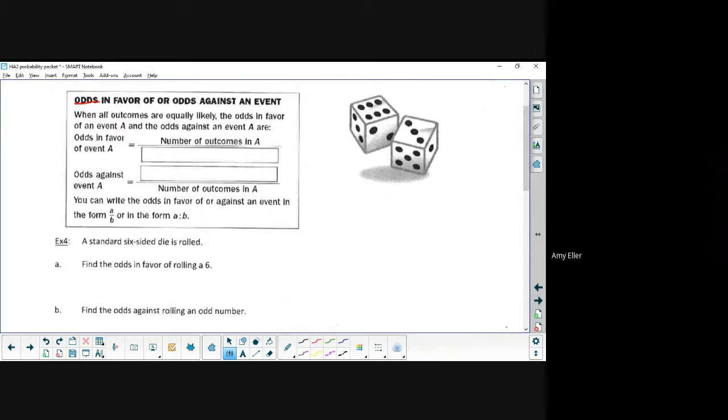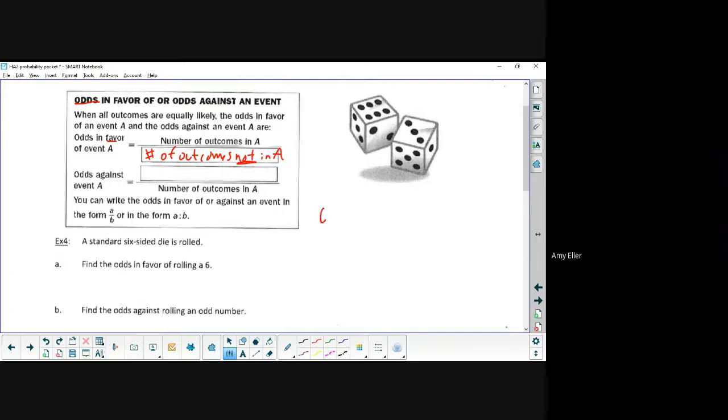When all outcomes are equally likely, the odds in favor of event A and the odds against event A are, so there's 2 different formulas. The odds in favor is the number of outcomes in A over the number of outcomes not in A. We'll get to the odds against in just a second.